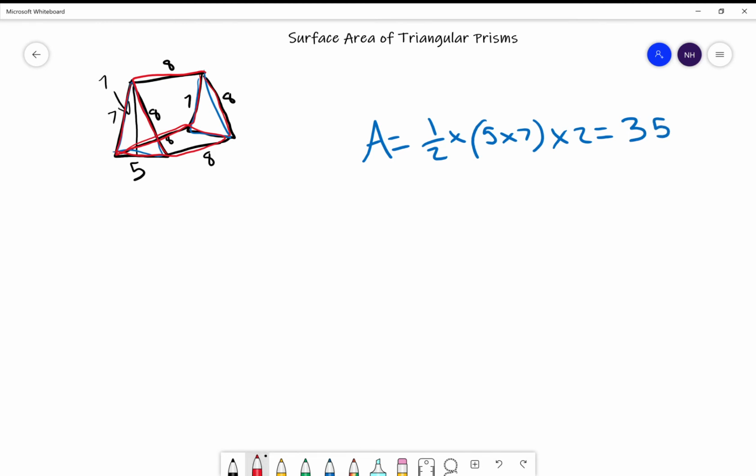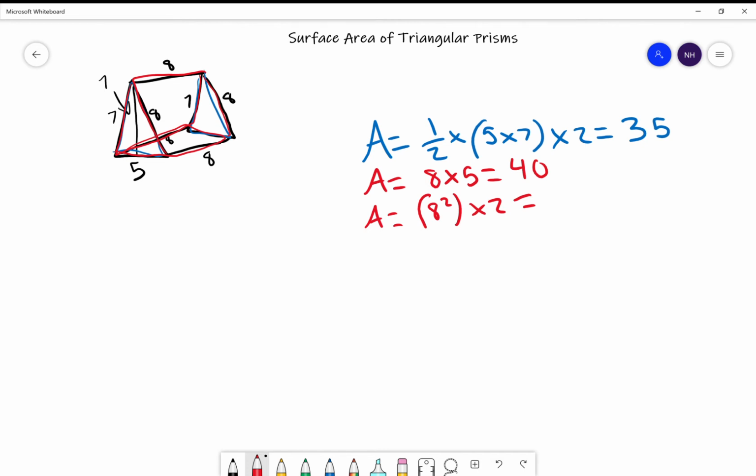Now moving on to the rectangles. At the bottom here, we're going to do this bottom one, which is the length times the width, which is 8 times 5, which equals 40. And then on both of the sides, we have two of the exact same rectangles that are basically just 8 squared. So you can do 8 squared times 2, which equals 64 times 2.